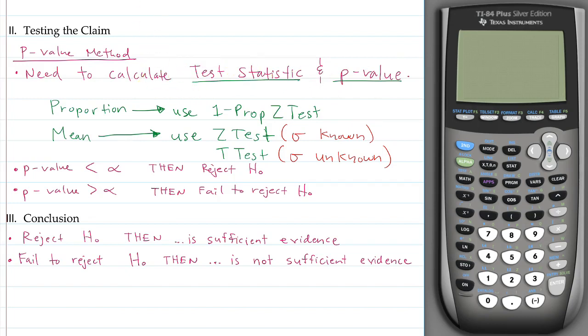Using the TI-84 or 83 Plus, these are the functions that would give you those two values. So if you're dealing with a population proportion, you're going to use one prop z-test. If you're dealing with a population mean, you're going to use either z-test or t-test, depending on whether sigma, the population standard deviation, is known.